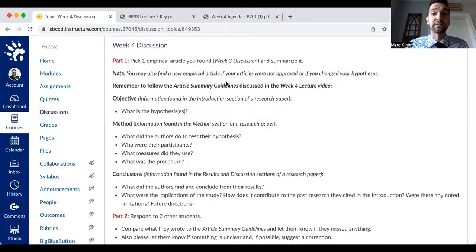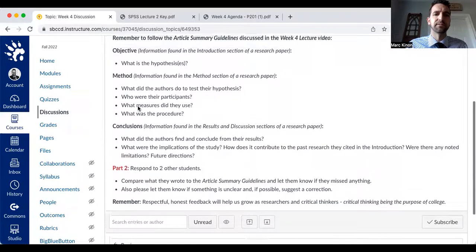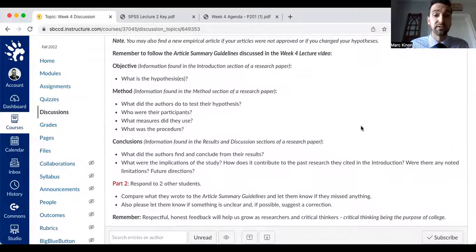Remember to follow the article summary guidelines discussed in the week 4 lecture video, and I point out objective, method, conclusions. Part 2, respond to 2 other students: compare what they wrote to the article summary guidelines and let them know if they missed anything. Now, this is important. Research is all about collaboration. So you are all colleagues. You need to review each other's work, and I review your work as well. That's how this class rolls out, so this is really important.